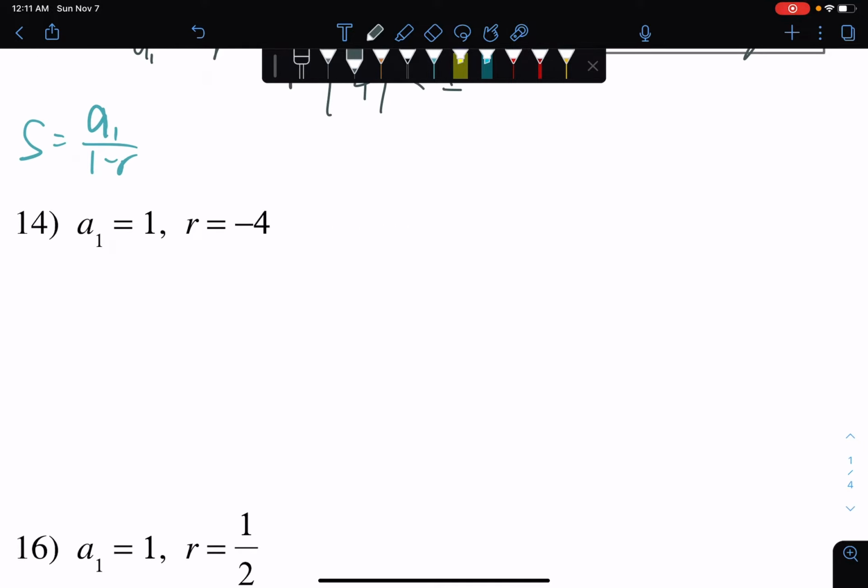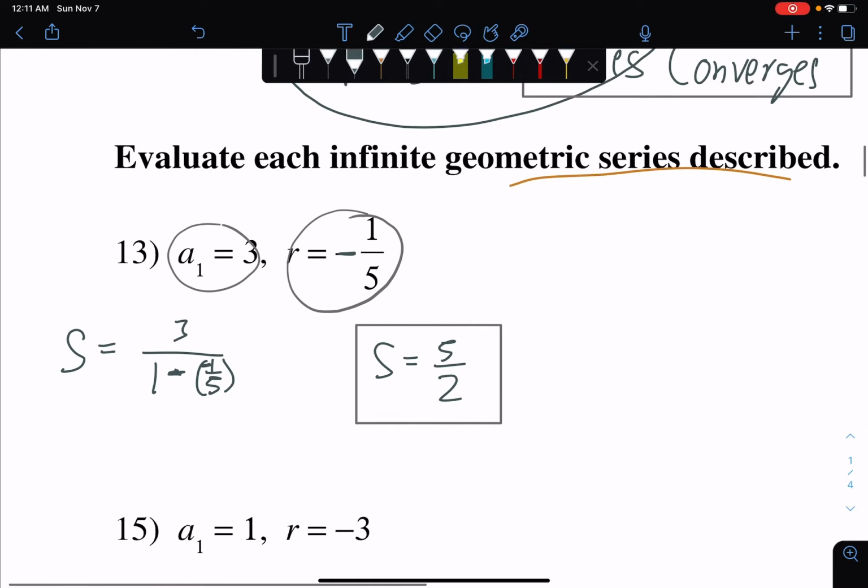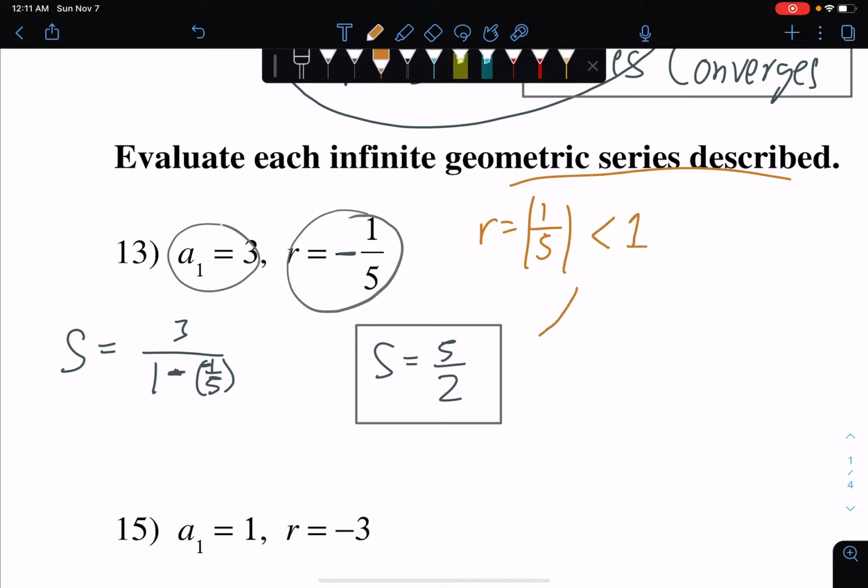Alright, so I think we forgot to assess first. R is equivalent to 1 over 5, such that there is absolute value. It's less than 1, therefore we can compute the sum. Sum exists.